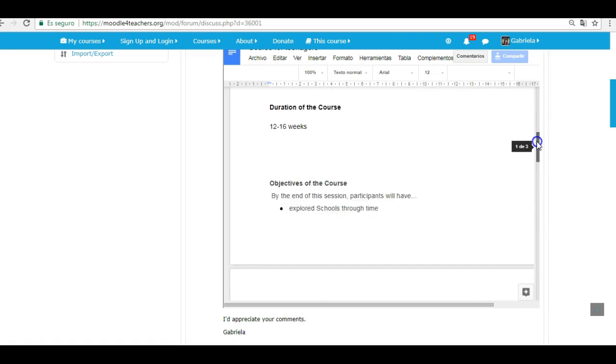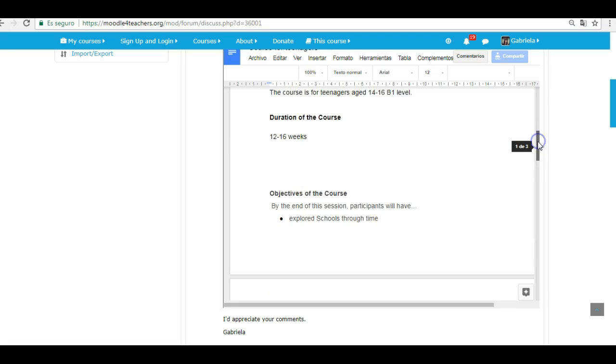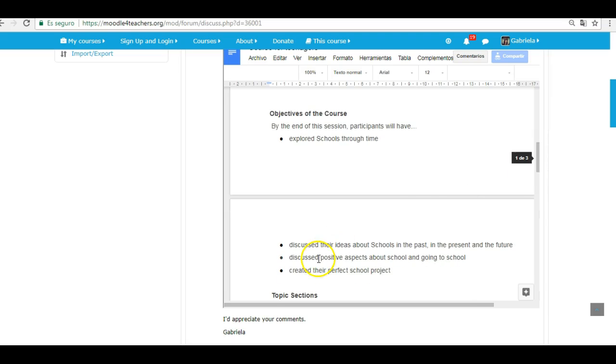We also included in our syllabus the objectives of our course, and it says, by the end of this session, the participants will have explored school through time, discussed their ideas about schools in the past, present and future, discussed the positive and negative aspects about school and going to school, and finally, as it is a project, design and create their perfect school.